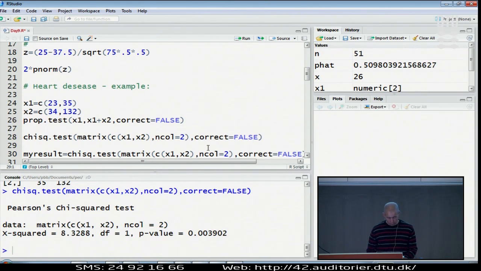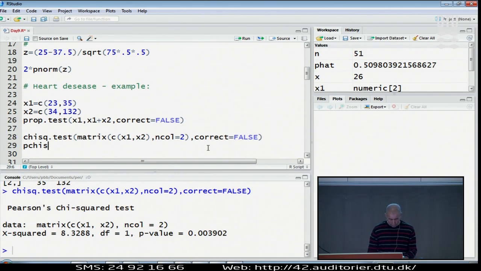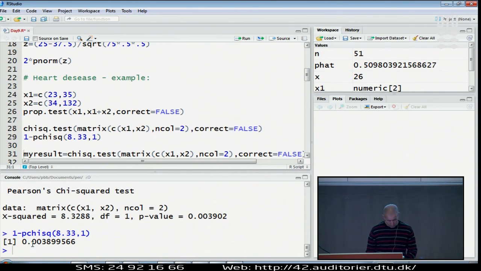This p-value is the same as if you found the probability of being to the right of 8.33 with how many degrees of freedom? With 1 degree of freedom, k minus 1, right? You can see this is the p-value that was found by the chi-square test function. So this is how we find p-values. This finds the probability, with this chi-square distribution, of going beyond the deviation that we have. That's the p-value. So the p-value is 0.0039, 0.004.